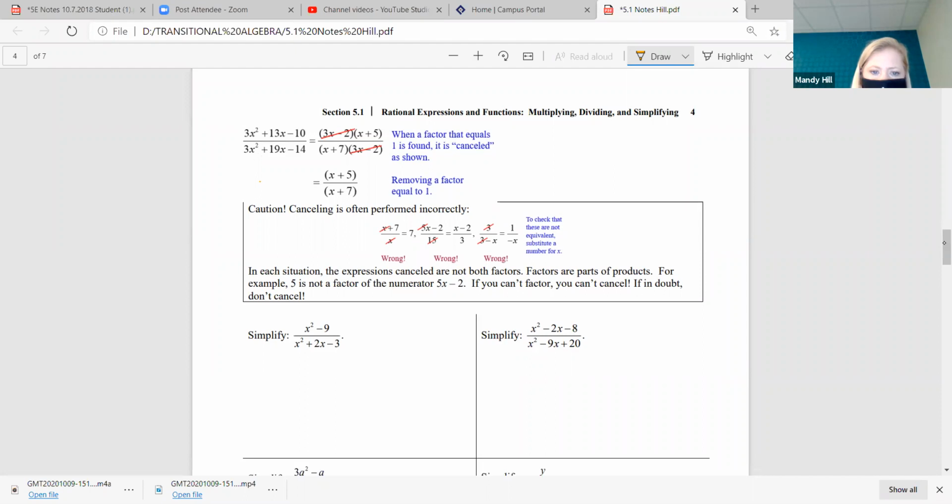Okay, and there are some examples of things to not do. We talked about this one. If it's x plus 7 over x, you can't cancel out the x's because this thing in the middle has to be a multiplication. It can't be a plus. Same thing here. If we've got 5x minus 2 over 15, because this is not 5 times this whole thing, we can't cancel it out. It's connected to this minus 2. Same thing here. This 3 is not multiplied, it's being subtracted, so we can't cancel that out.